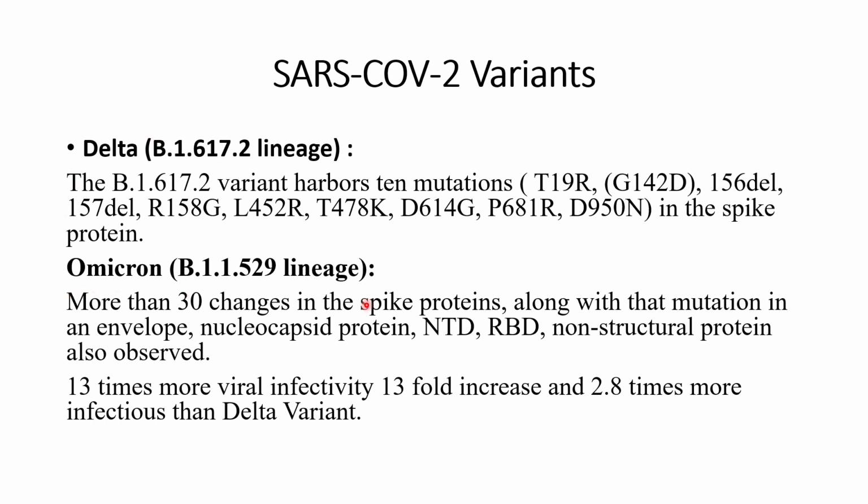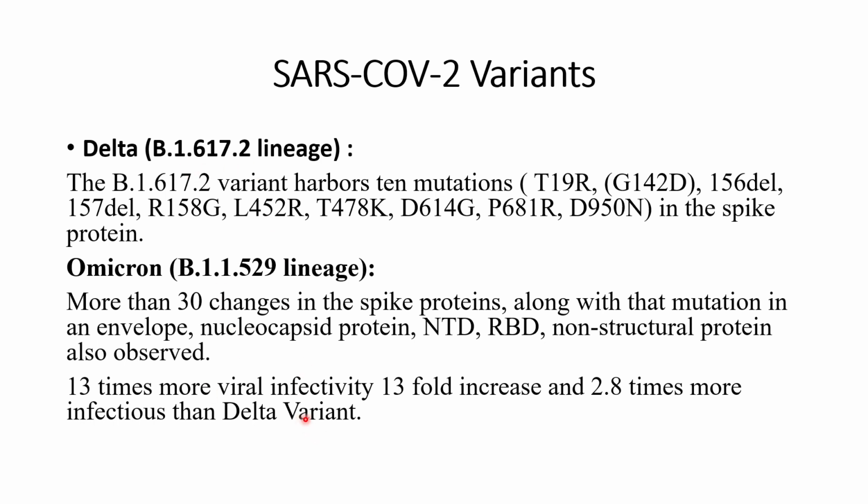However, when Omicron arrives, its infectivity is far worse than the Delta. We can see that it is a 13-fold increase in infectivity. Here it is a typing mistake. It should not be 13 times. Viral infectivity, you can consider it from here. Viral infectivity is a 13-fold increase, and it is 2.8 times more infectious than the Delta variant.